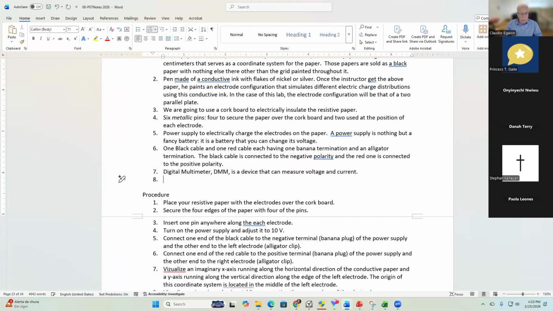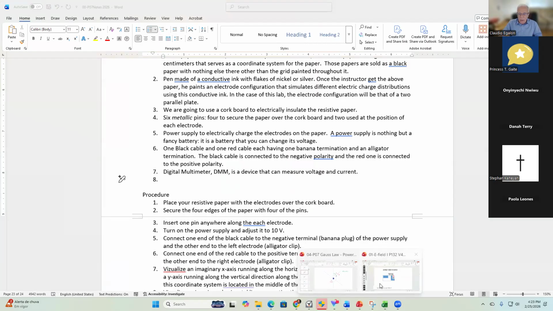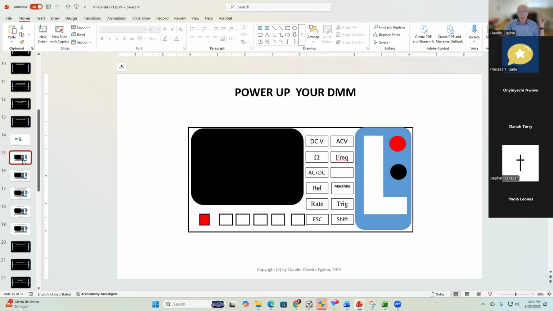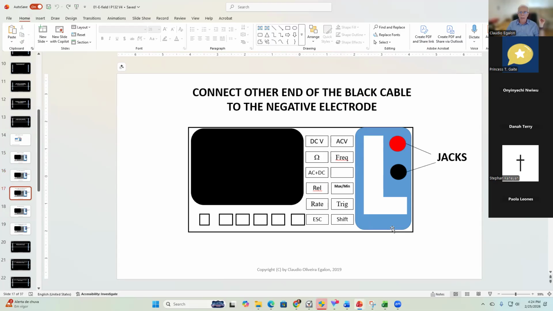And now we are about to start the experiment. Here's my digital multimeter. It's just another digital multimeter that's available out there, with the terminals red and black. All sorts of types of measurements, DC voltage. Omega here means resistance.